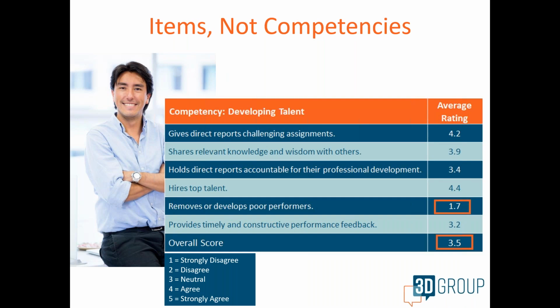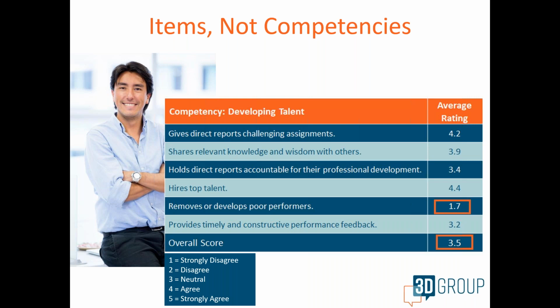Let's look at another example. We'll call this leader John. As you can see, he received a 3.5 on the competency of developing talent. But when you look closer at the items, you can see that there's a relatively low score on removes and develops poor performers.